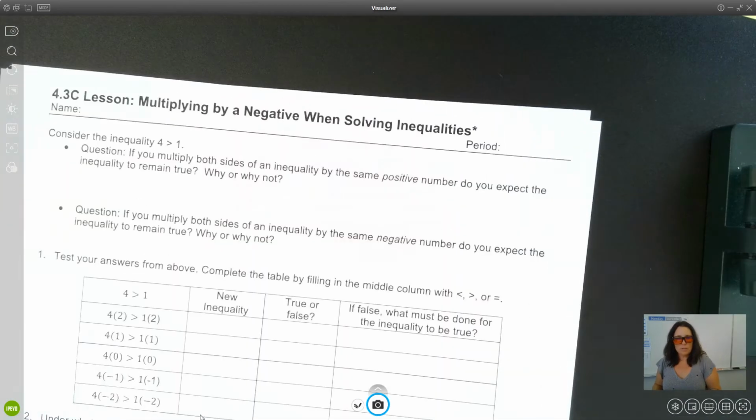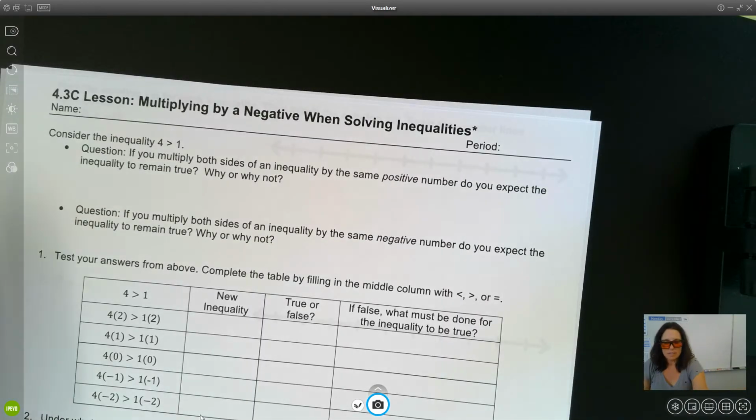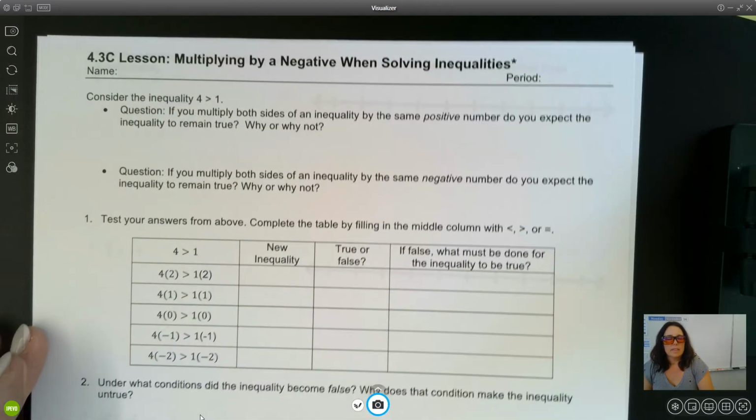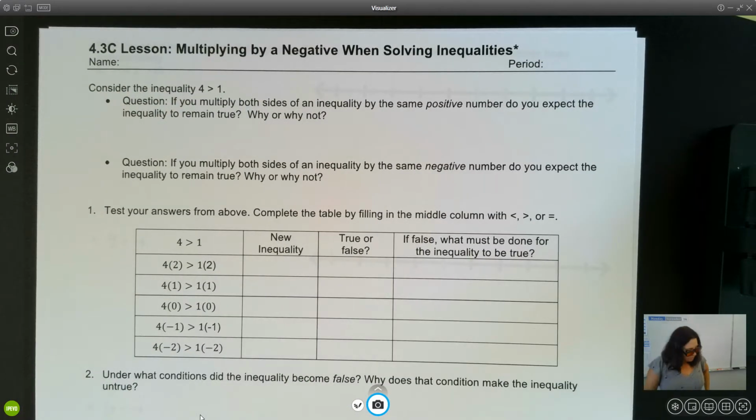Okay, guys, so 4.3C lesson. This gets a little bit more involved than 4.3B did with the adding or subtracting. And then we also dealt with multiplying or dividing with positive coefficients on the variables. This gets a little bit trickier.